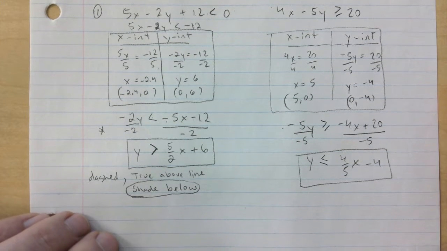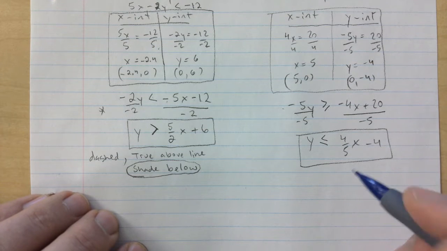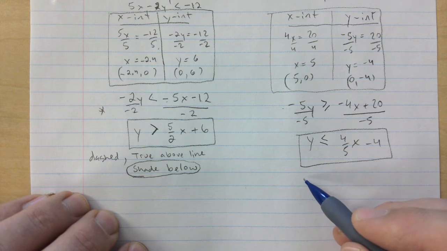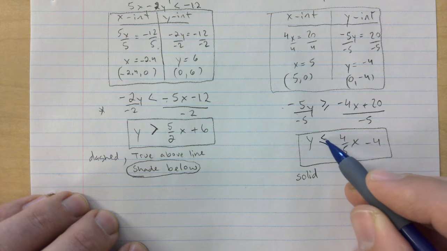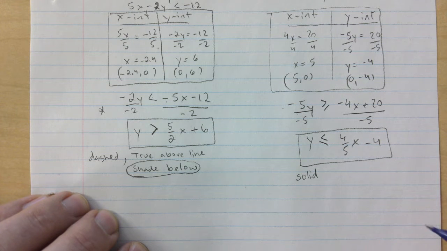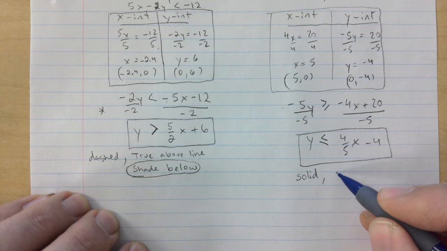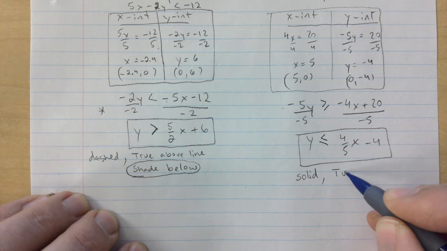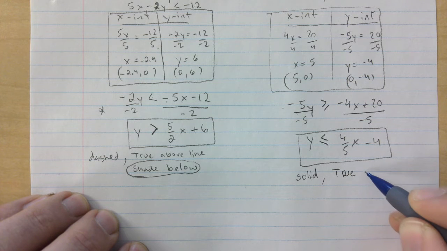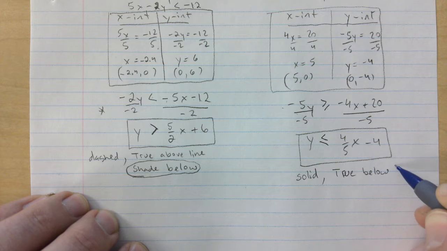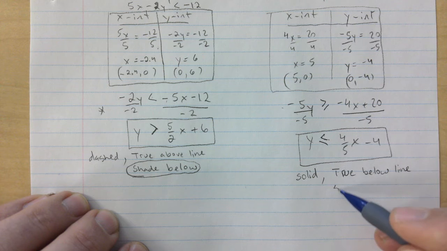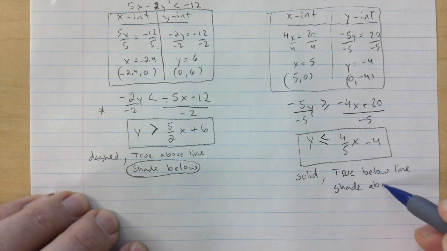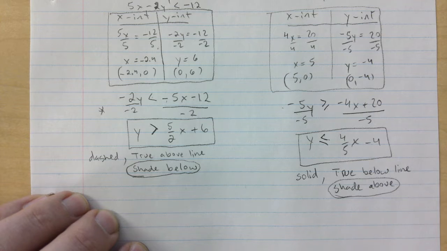They both have a positive slope, so they will both be pointing the same direction. We know that this is a solid line because it has the equal as well. So all the points that are on this line are also true. And we know that it's true below the line. How come below, Mr. Erickson? Because it's less than. So the true is below the line. We will shade above, exactly. You're always shading the opposite of where the true is.